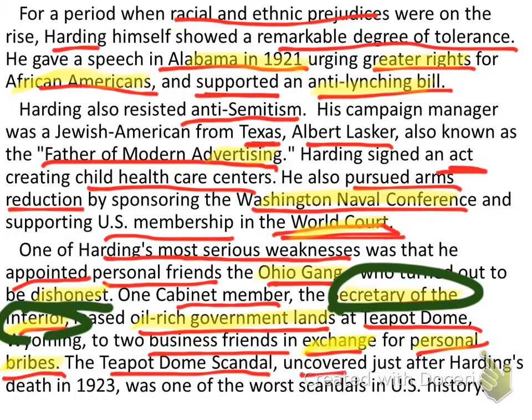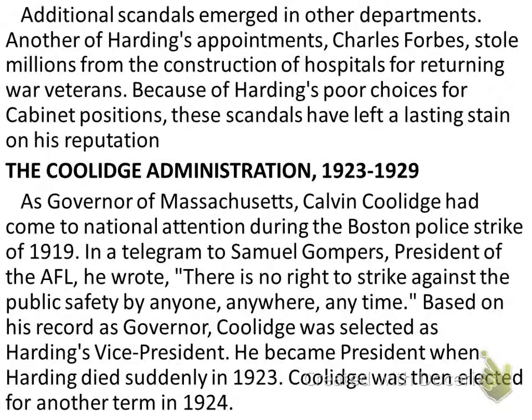The Teapot Dome scandal, uncovered just after Harding's death in 1923, was one of the worst scandals in U.S. history. Okay, so pretty simple. Harding had some friends who he appointed to key positions within his administration. Some of them were not very nice. Some of them were quite crooked. One of them, the Secretary of the Interior, exchanged land, the usage of government-owned land, for a bribe. And this is one of the worst scandals in U.S. history. Let's move on to the next one.